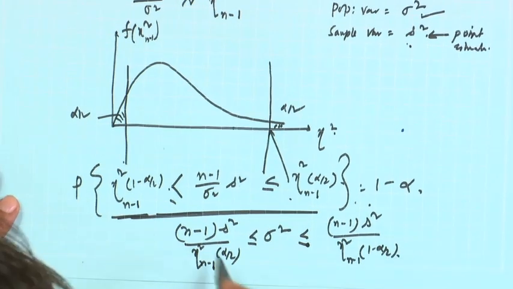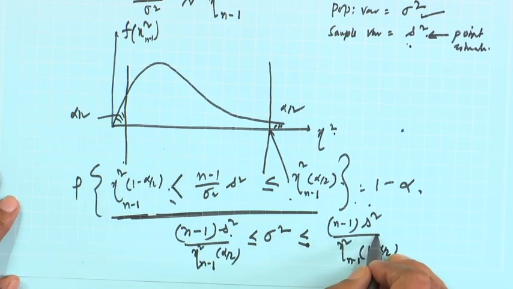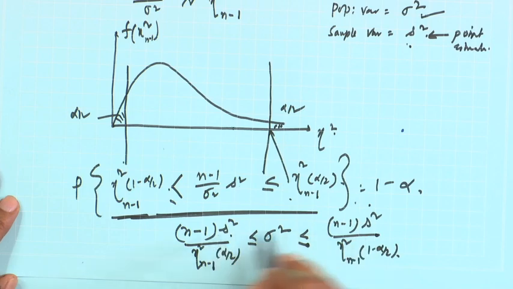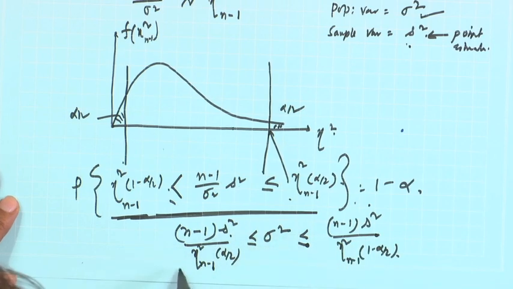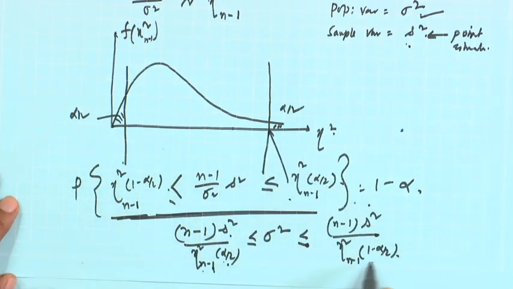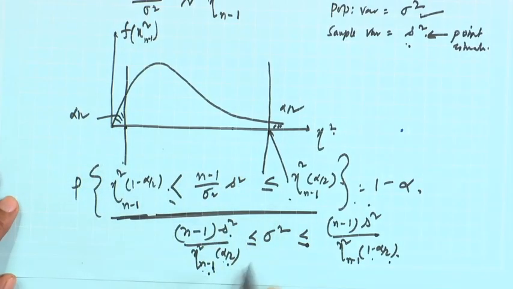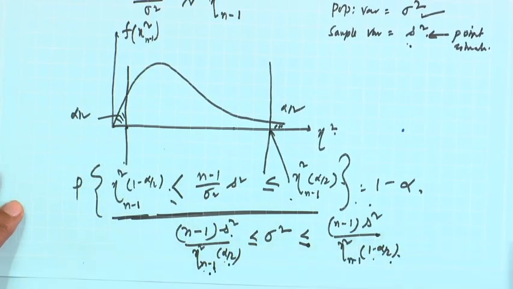What is happening here? The numerator is (n minus 1)s square in both. Then the denominator: chi square alpha by 2, this value is a large value. Chi square 1 minus alpha by 2, this value is smaller than this value. So, this quantity will be smaller than this quantity obviously, and this is the interval.